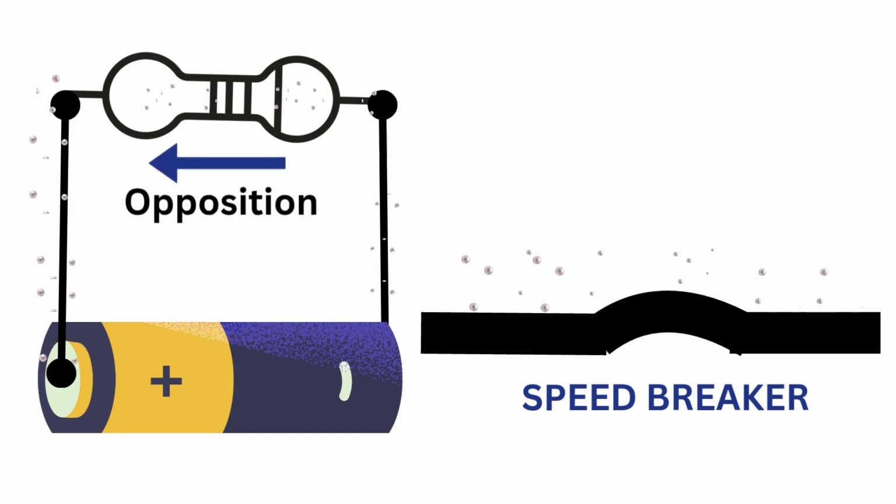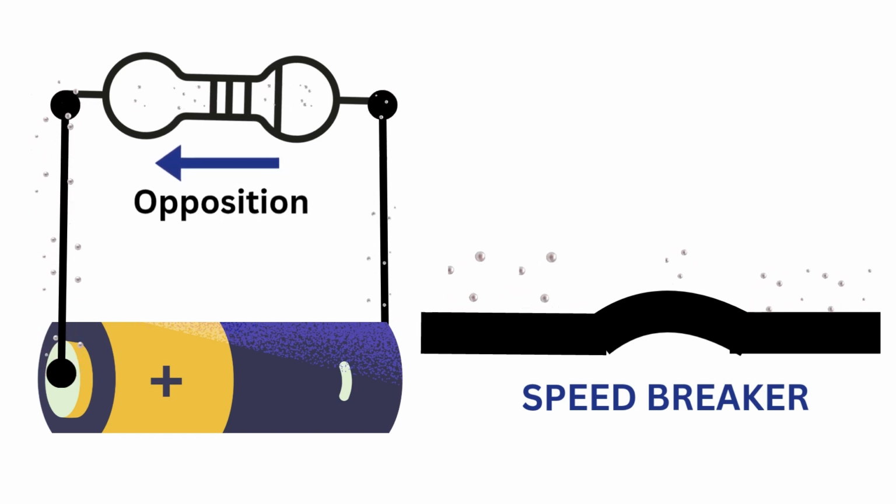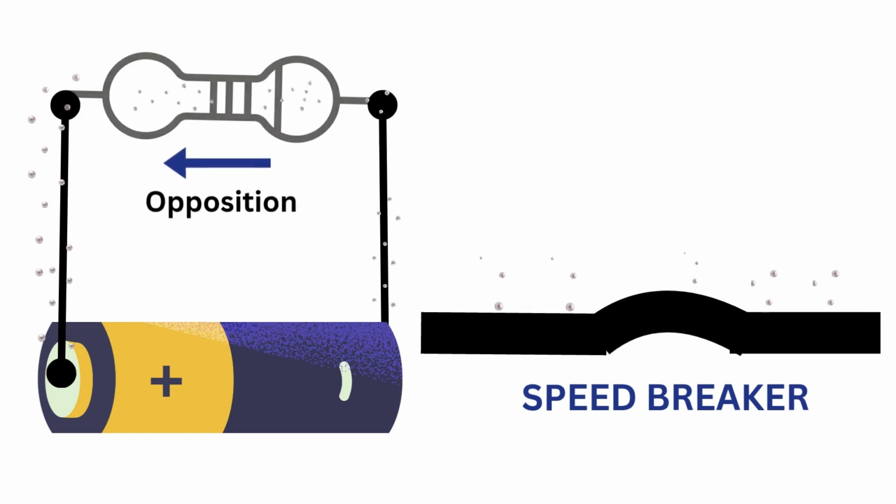Think of electricity like water. Resistance is like a narrow pipe. Less space means harder flow, more resistance, less current.